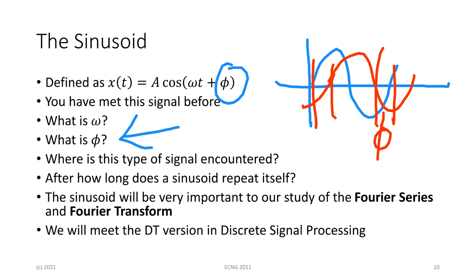And of course, you encounter this type of signal every time you plug a device into your wall. That's how our AC power grid looks. It's a set of sinusoids. How long does the sinusoid repeat itself? That's a period. You know that. It's 1 over the frequency. And of course, this is the basis of the Fourier series and the Fourier transform that we'll come to.